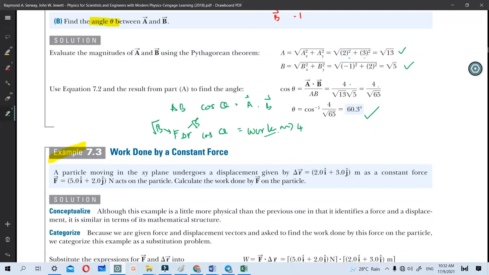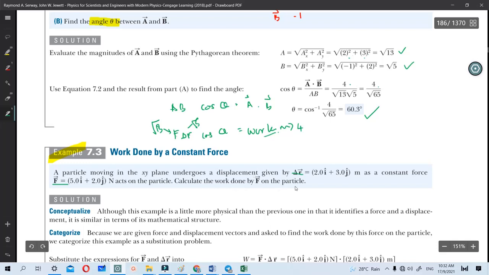Alright, in example 7.3, again we are going to see the concept of mathematics when we apply the dot product. Here we are given delta R and F. We find that the displacement R occurred in the X and Y direction, and also the force was applied in the X and Y direction, on a particle. So the particle is our system, our interest. The question: calculate the work done by the force on the particle.